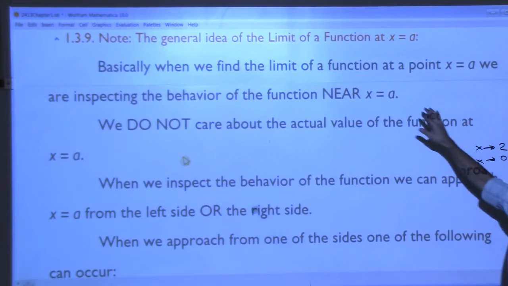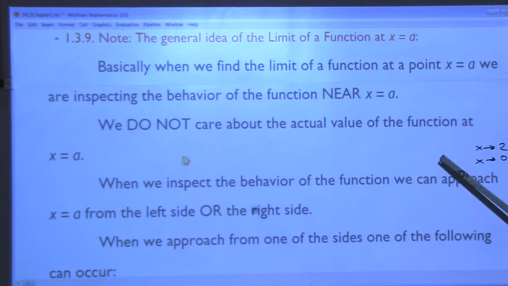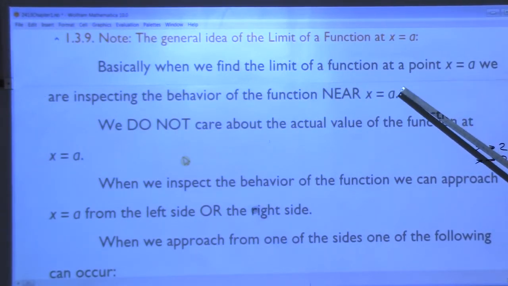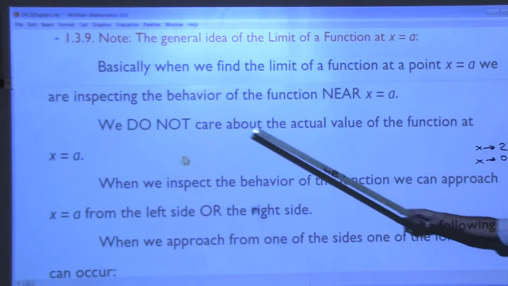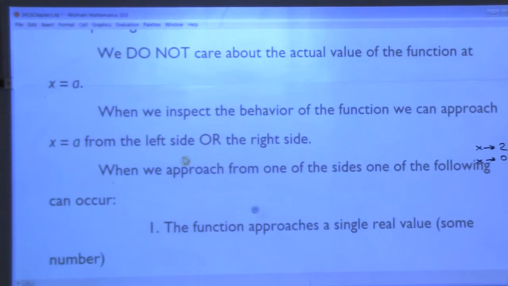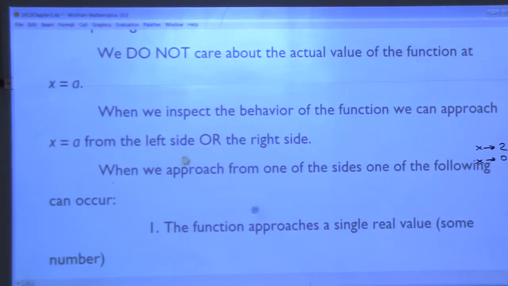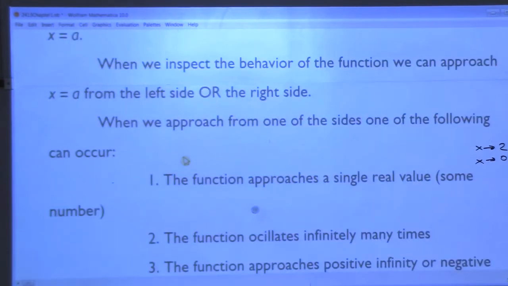So when we're talking about the general idea of the limit of a function at a, basically, when we're trying to find the limit, we are inspecting the behavior of the function near a, right? Near the value. We do not care about the actual value of the function at a. We inspect the behavior of the function. We can approach from the left or the right side. When we approach from one of the sides, one of the following can occur.